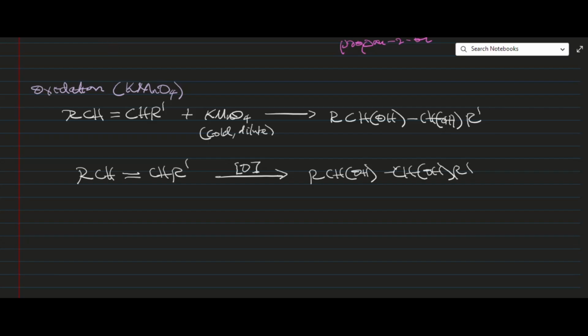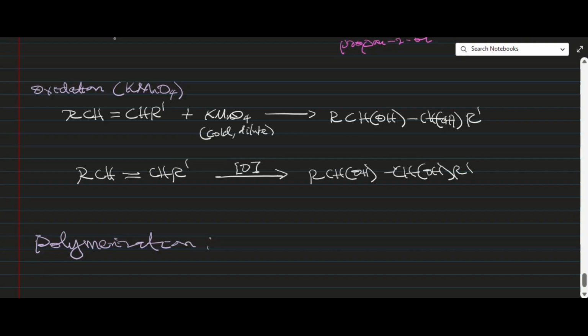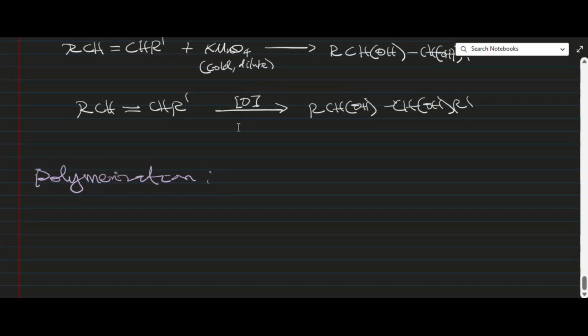The last reaction of alkene we will look at is polymerization. So alkenes can link together to form long chains called polymers. This is how plastics like polythene or polypropylene are made, by linking alkene chains together to become a long chain, a giant molecule called a polymer.